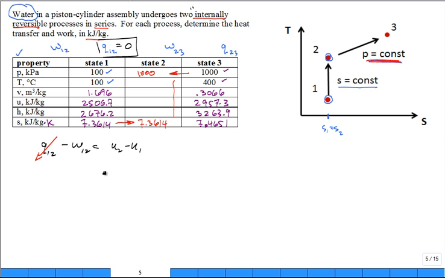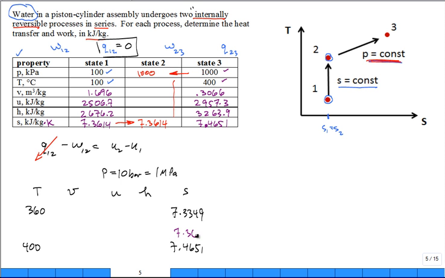So I go to the pressure block of 1 MPa, that's 10 bar, because I know that's the pressure. I have temperature, specific volume, internal energy, enthalpy, and entropy. The entropy value at 360 degrees C is 7.3349, and at 400 degrees C is 7.4651, and lo and behold, 7.3614 is right in between. So I just have to interpolate.